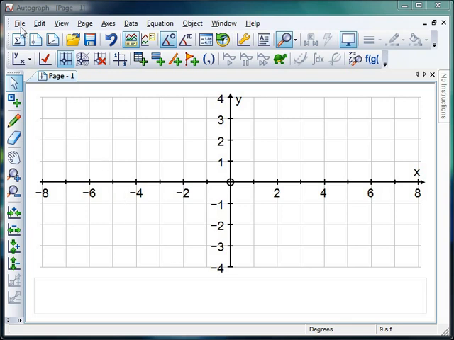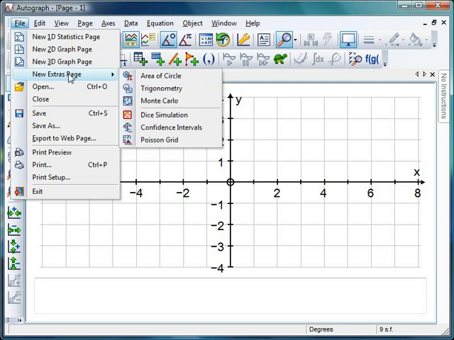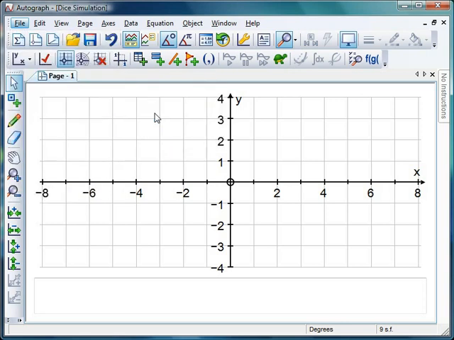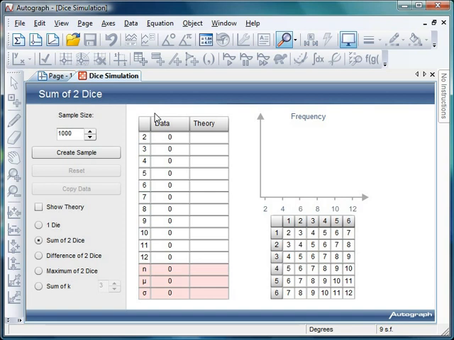If you just hover up to File, and you go to New Extras page, then you get this whole host of options. And the one we're going to look at today is Dice Simulation, and we'll look at some of the others in future weeks. So give this a little click, and there is my Dice Simulation page.